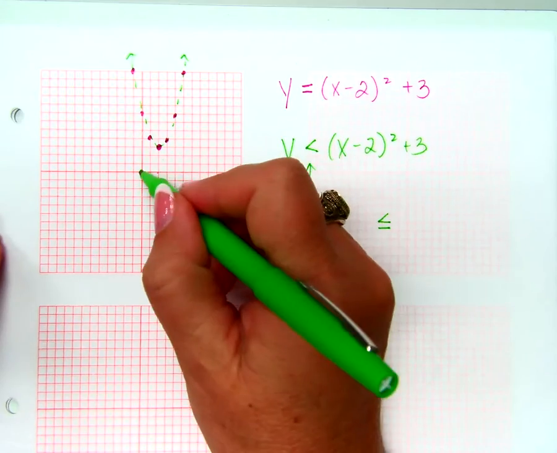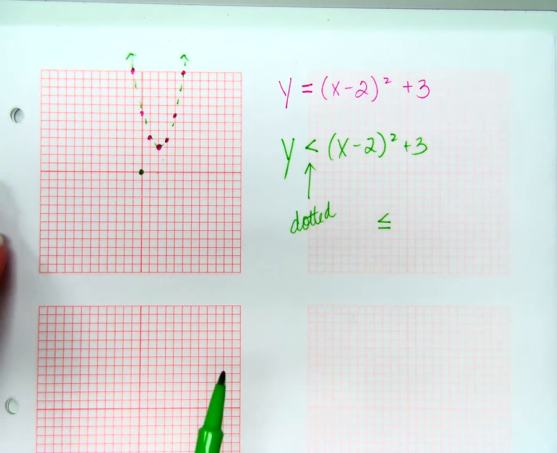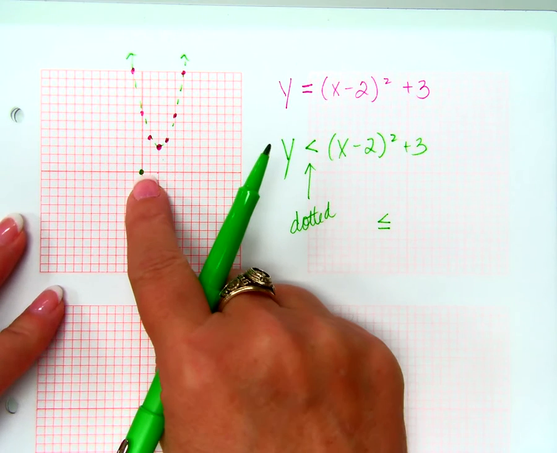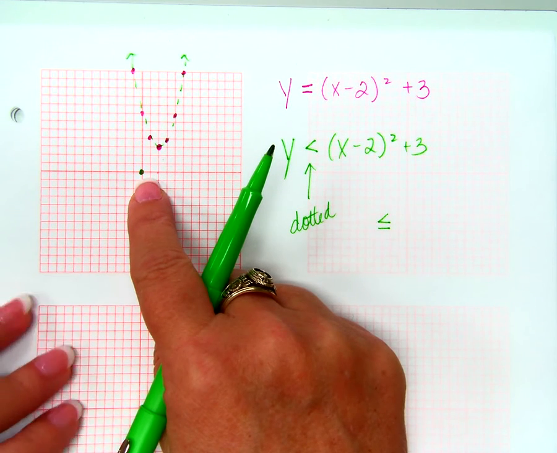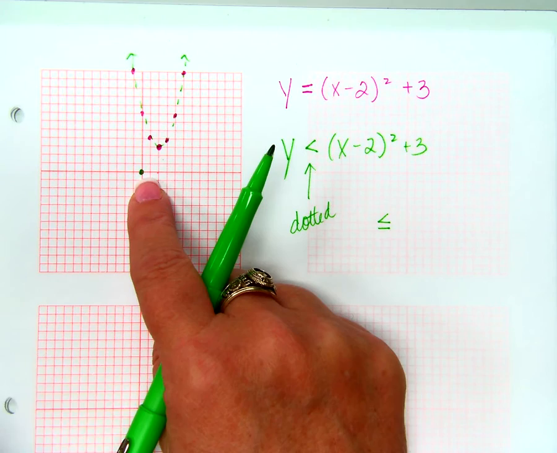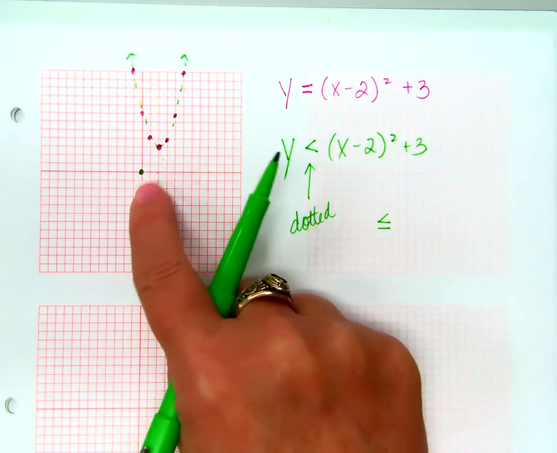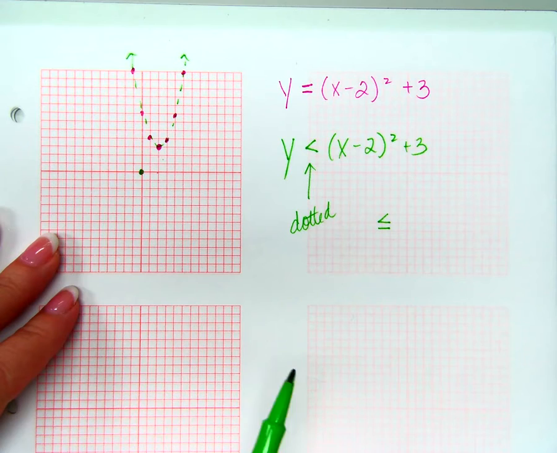Why did I darken this point right here? Because it's the easiest one, right? We almost always want to choose that point. When's the only time we can't choose that point? When my parabola goes through that, right? If my parabola happened to go here, that's fine, right? As long as the parabola doesn't go through that point, we're okay.